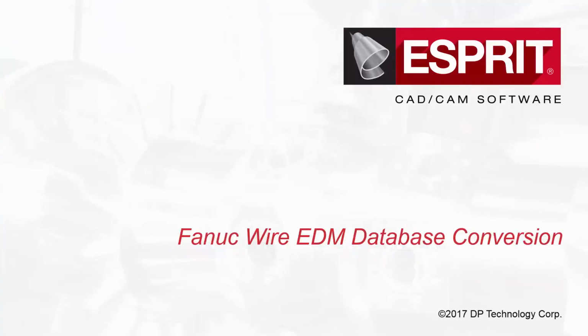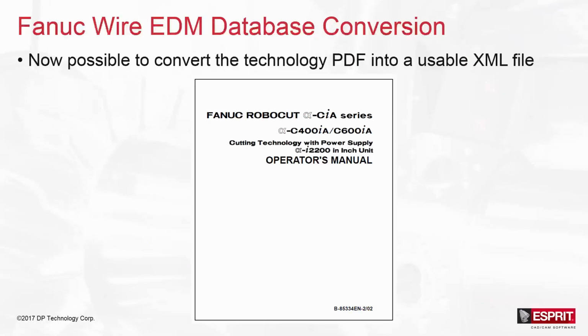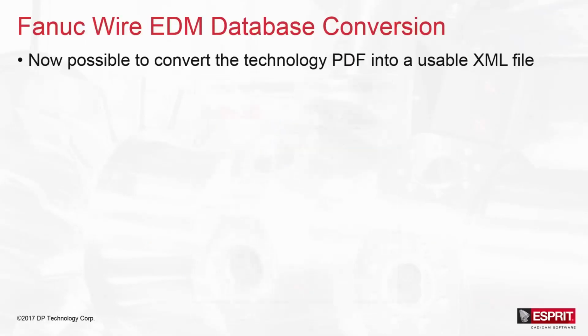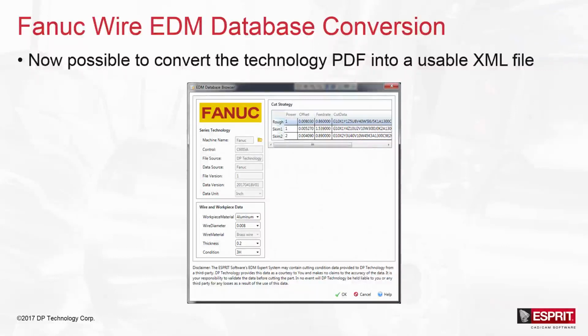Now let's talk about FANUC Wire EDM database conversion. It is now possible to convert the technology PDF into a usable XML file. When customers purchase a FANUC EDM machine, they receive a PDF with the machine technology. Our new converter translates the data into a usable XML file. The FANUC post for both TNG and the 2000 series has been updated and validated. It has been uploaded and is ready for use.